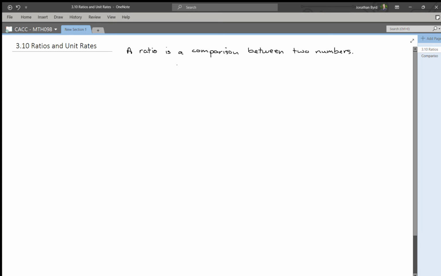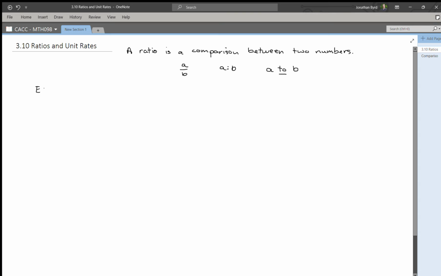And so there are a couple of different ways, actually 3 different ways, that we can commonly write a ratio. One is as a fraction, a over b. Another one is to separate the numbers with a colon, a colon b. And then also we could say a to b, so the word to. And so we can compare two numbers as a ratio.